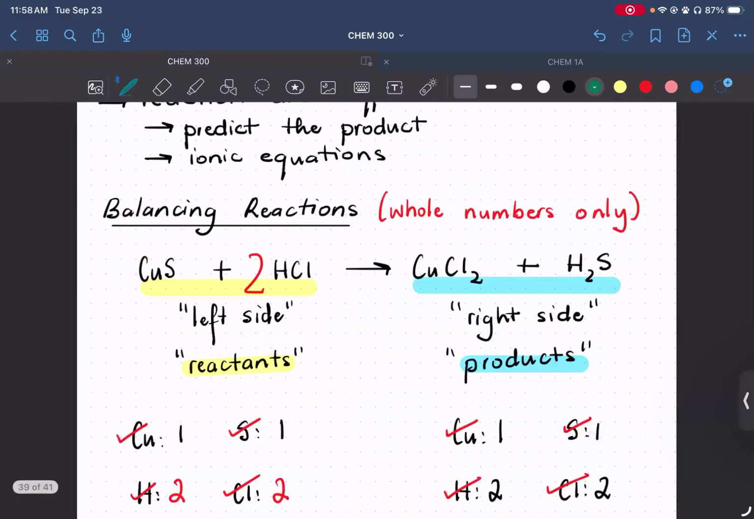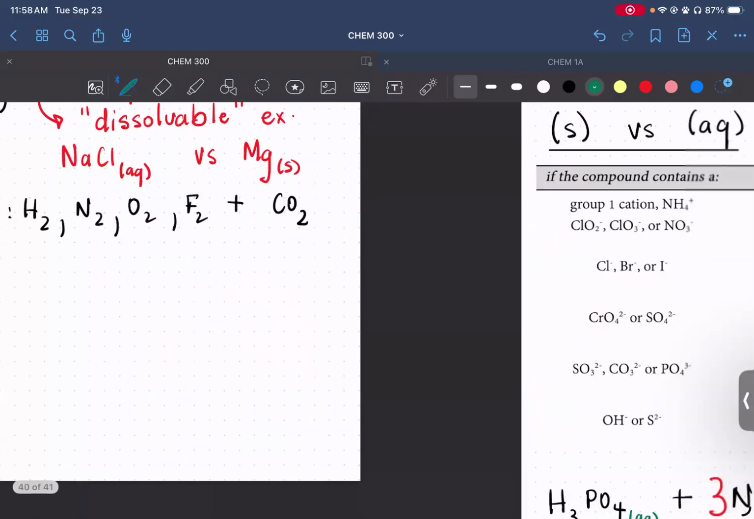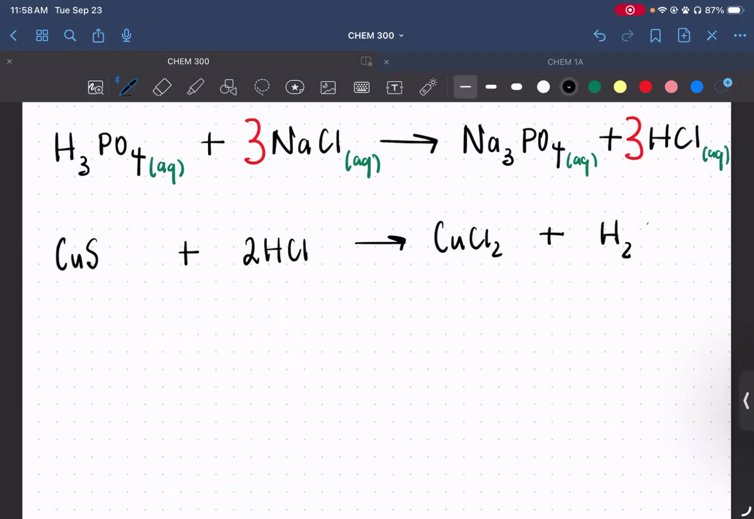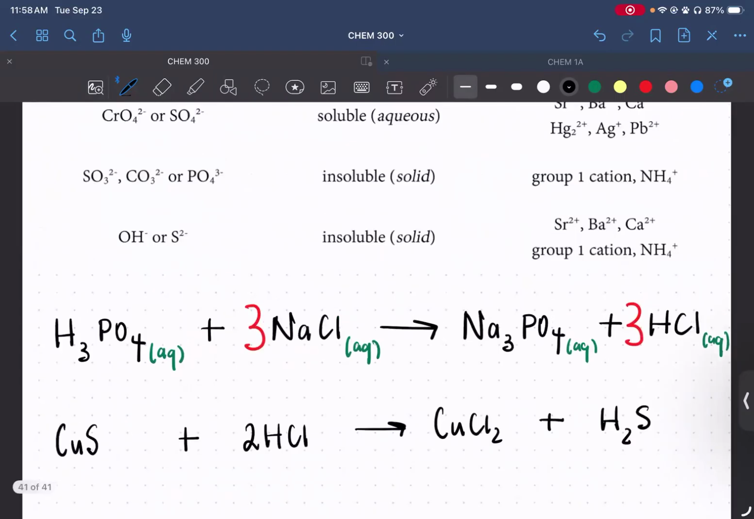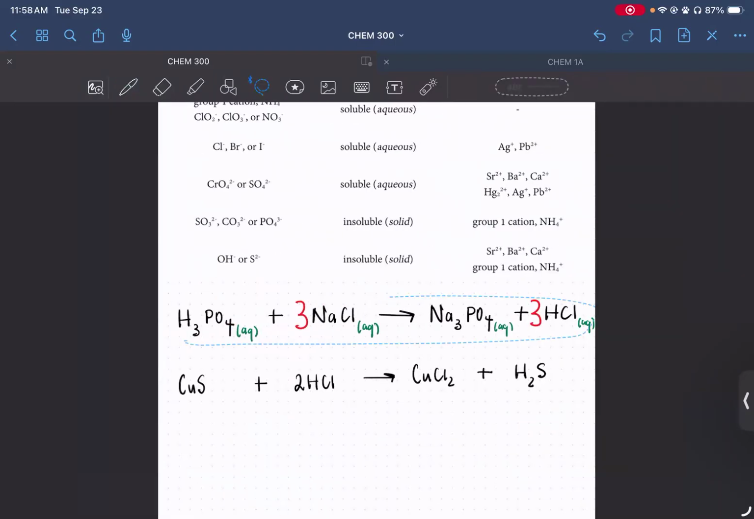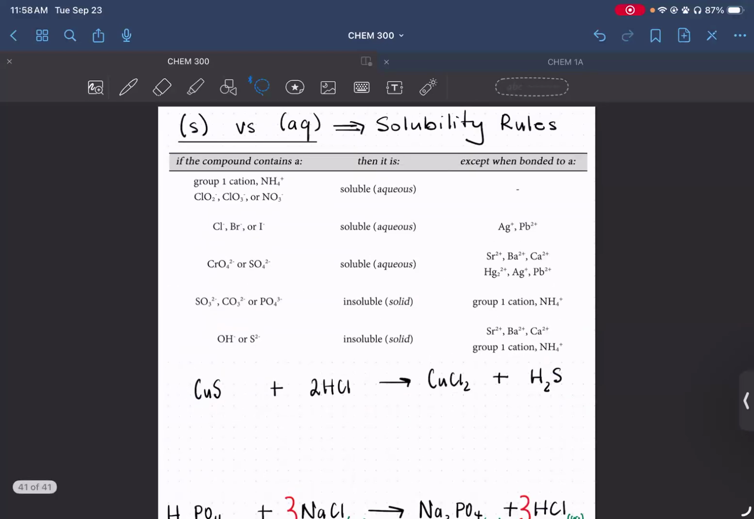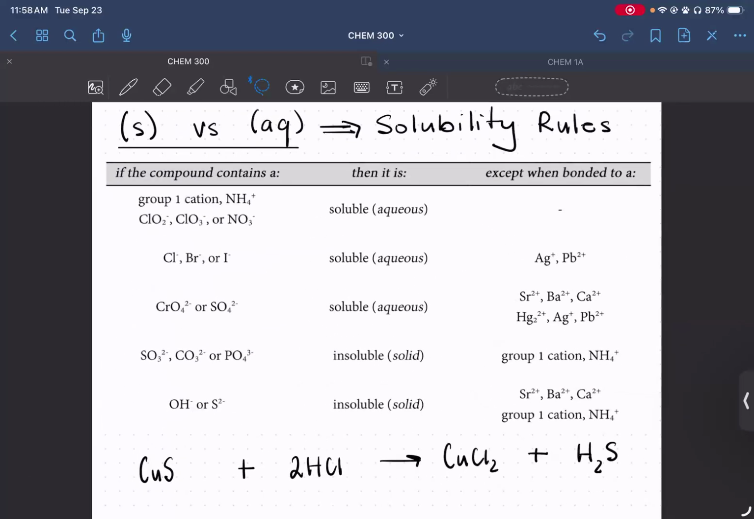Let's try another one. Let's try the copper reaction that we balanced in the very beginning. Copper sulfide plus 2HCl gives us copper chloride plus H2S. I want to be closer to the table, so I'm just going to move this stuff around. That way I don't need to zoom out too much. All right, working from left to right.